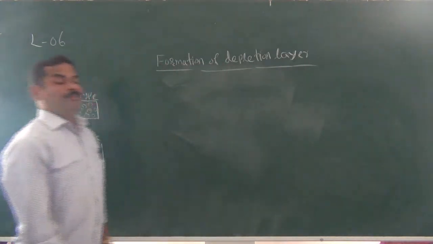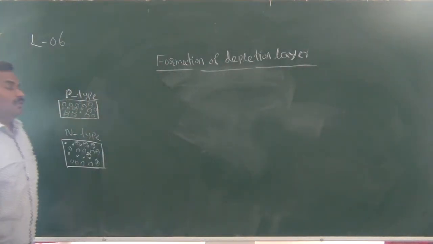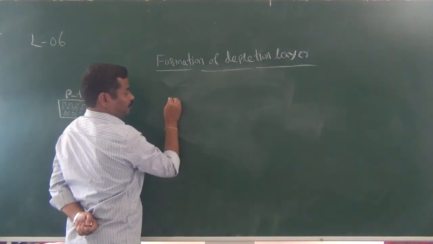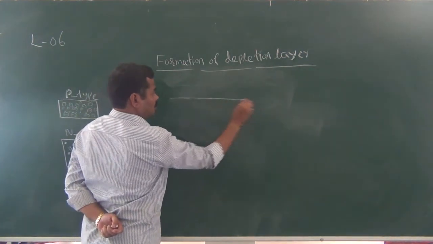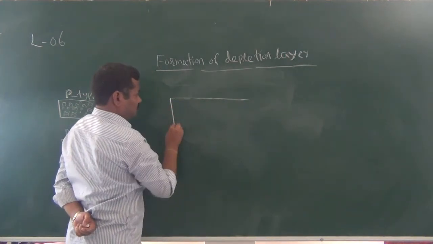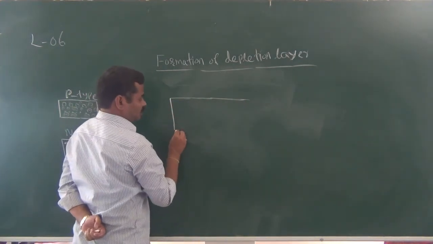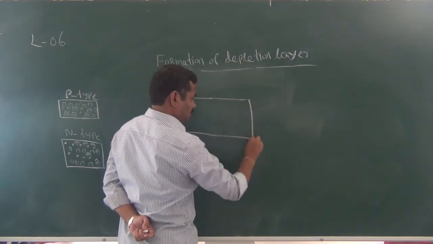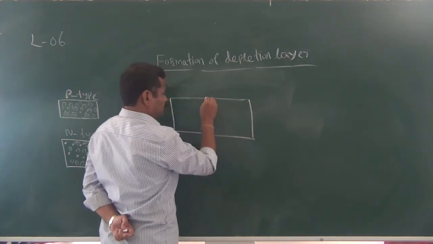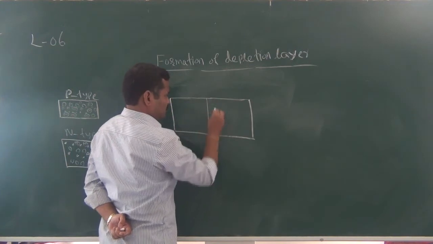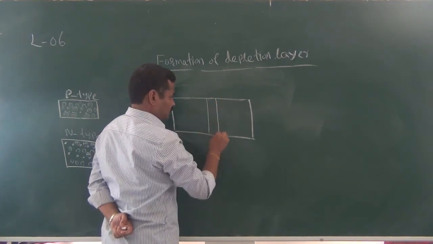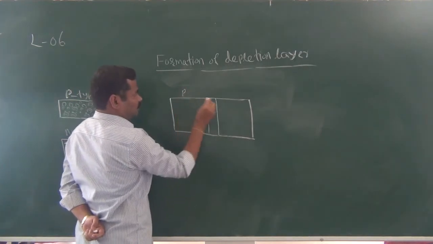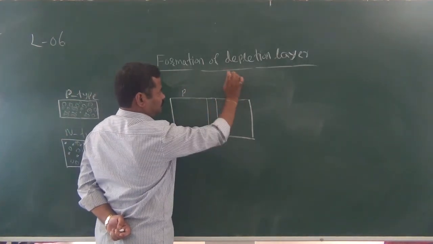Look here. As I said, you consider a semiconductor and draw a very big diagram. Then you understand easily how we can form the depletion layer. Formation of the depletion layer. This is your p-type. This is n-type.